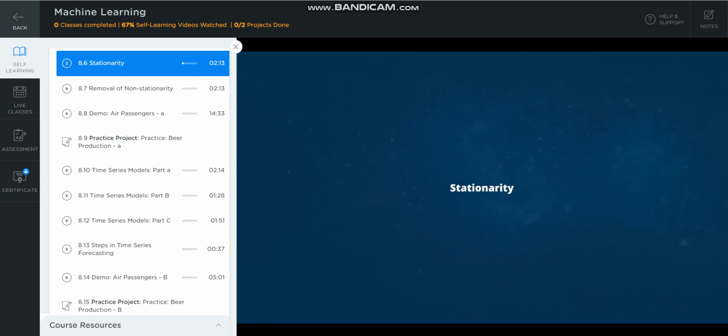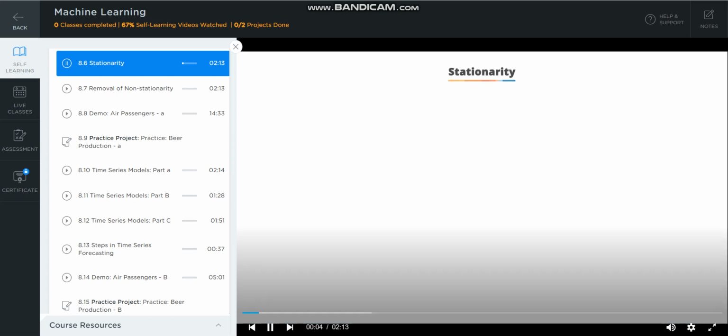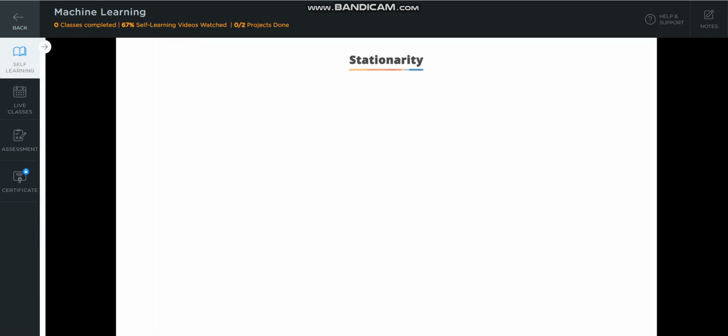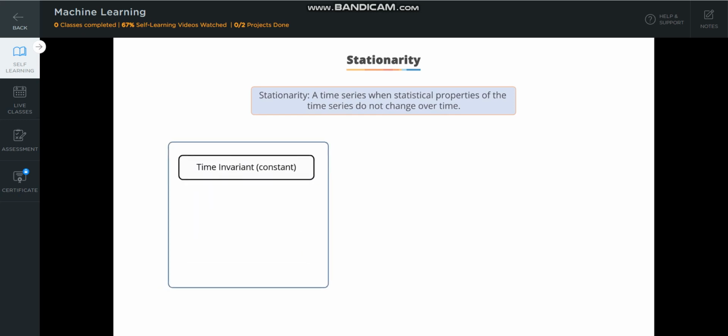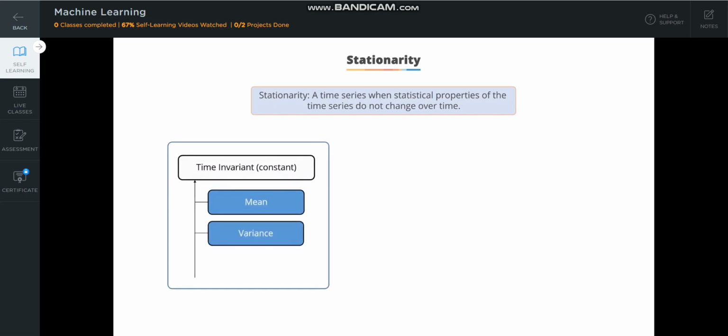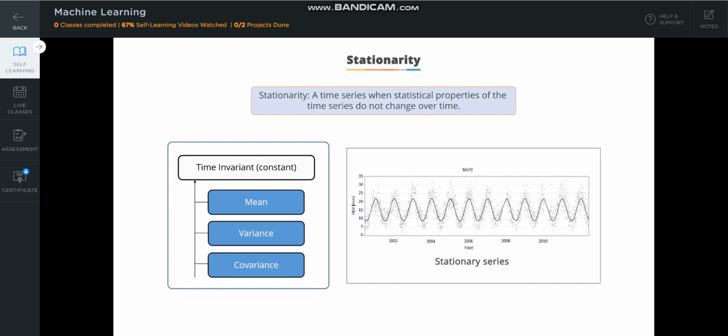What stationarity is. Stationarity is an important characteristic of time series. If statistical properties of a time series do not change over time, then the time series is said to be stationary. In other words, it has constant mean and variance, and covariance is independent of time. Look at the given graph plot.